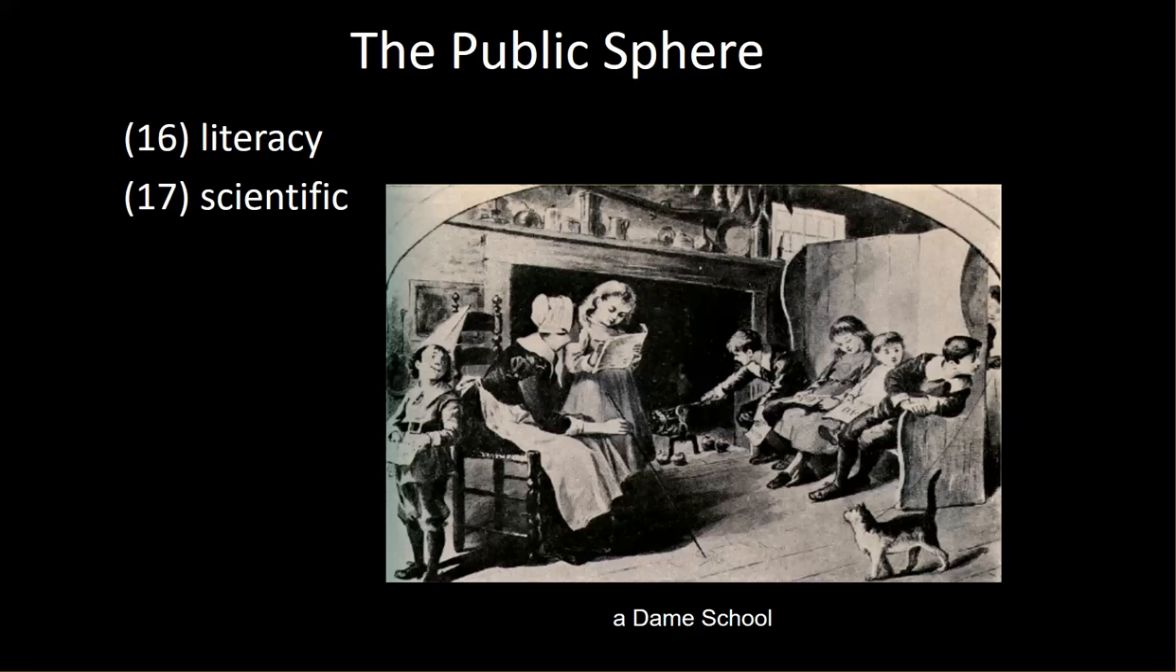In cities like Boston and Philadelphia and New York, clubs start to spring up, debating clubs where people would talk about science and philosophy and politics. And one of the best known was the Junto. It was a club in Philadelphia, founded by Benjamin Franklin. And eventually that club evolved into the American Philosophical Society, which still exists today. So you could actually join Benjamin Franklin's club.